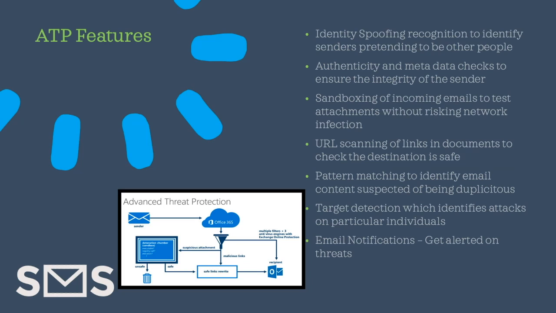Yeah, no problem. So secondly, another thing that ATP can do is what's known as authenticity and media check. What that will do is check the integrity of the person sending that email, that they are who they say they are. It does that through different methods, such as analysing the header of the actual email to see what data is inside that email itself.